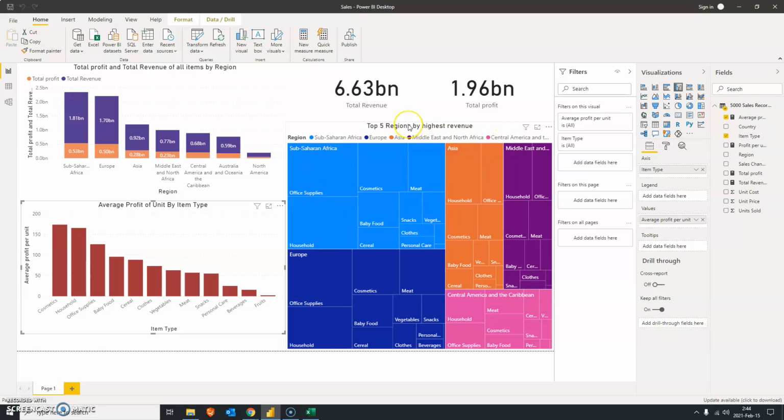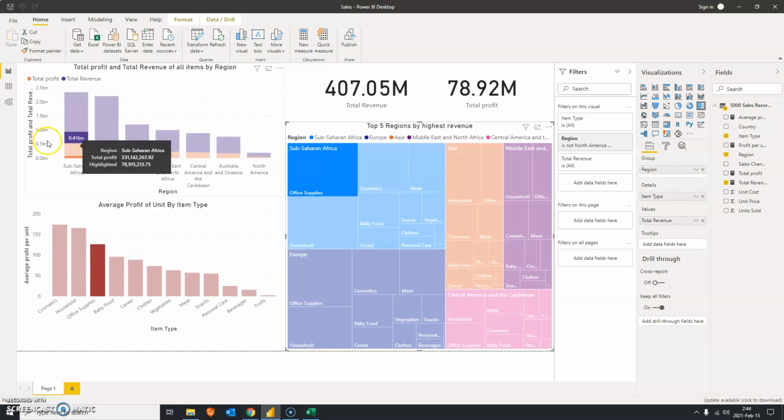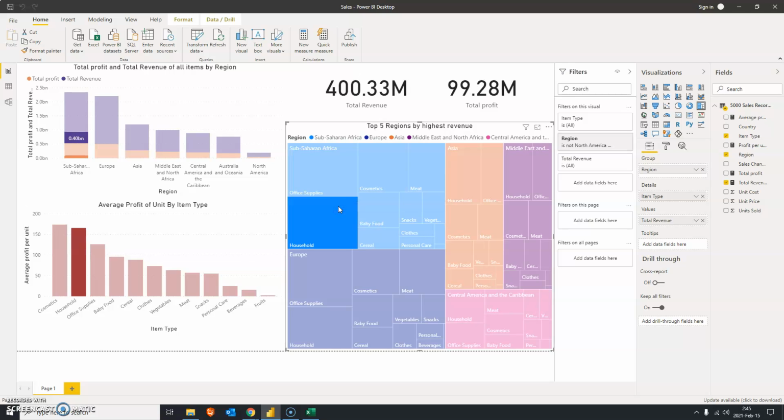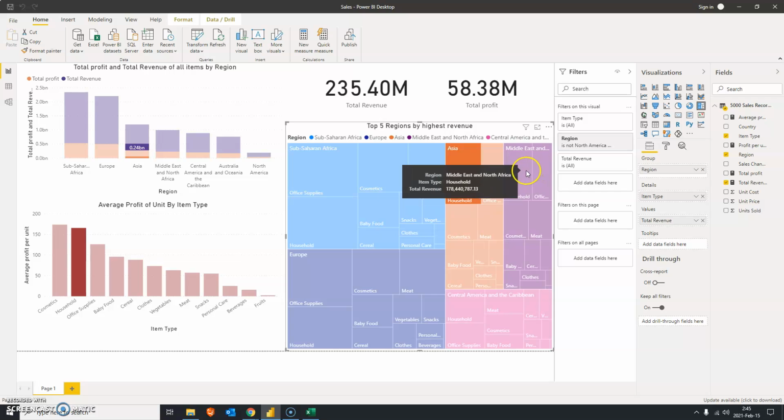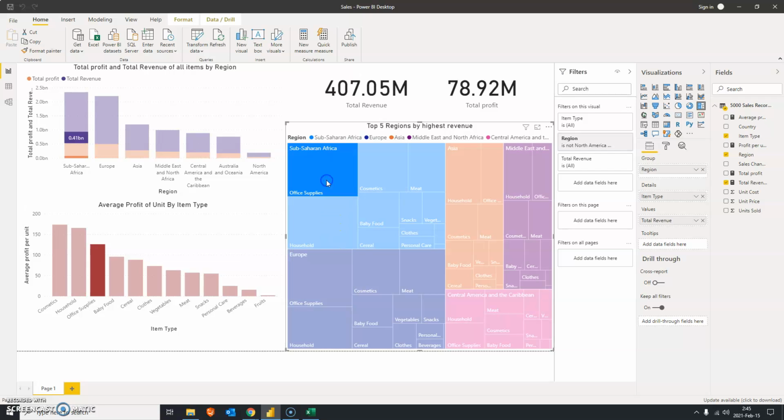The third one shows the top five regions by highest revenue. The first one is Africa, and office supply is the highest one, with 0.41 billion in revenue. So office supply was the highest one sold. The second one is household items, which is 0.40, the same as in Asia, where household was on top. In the Middle East, household was on top. In Central America, household. In Europe and Africa, office supplies wasn't on top. So these are the five regions which have the highest revenue.